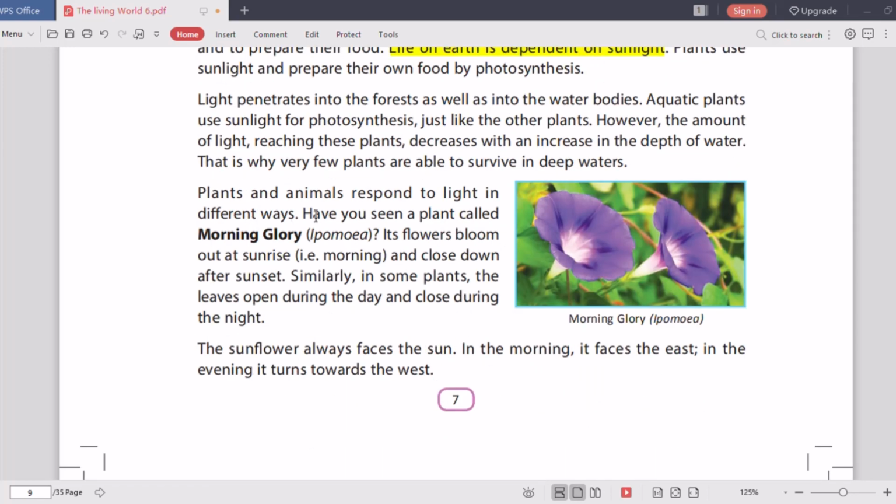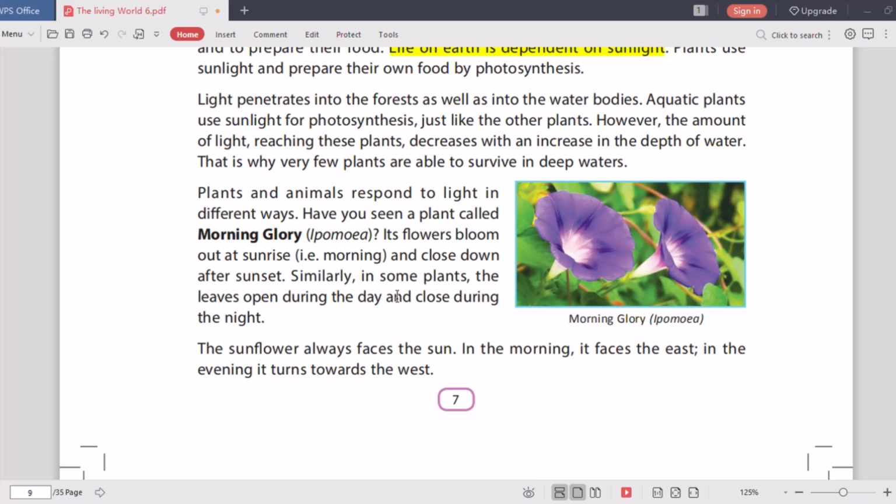Plants and animals respond to light in different ways. Have you seen a plant called morning glory, Ipomoea? Its flower blooms at sunrise, that is in the morning, and closes after sunset.